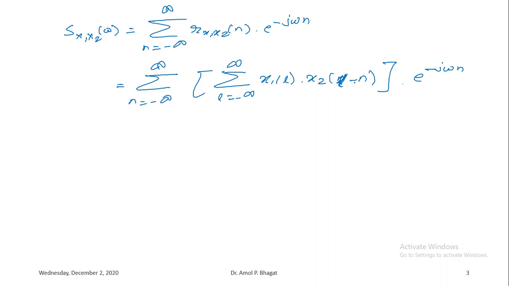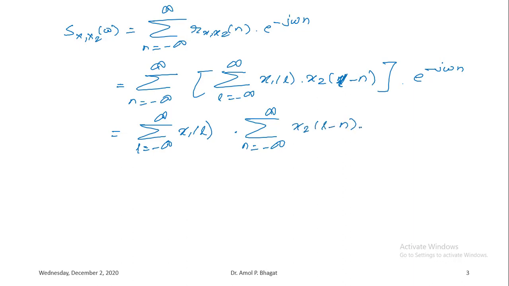So this we have here, right? So I can take this summation at L equals minus infinity to infinity x1 of L outside this summation limit, and multiplied by summation n equals minus infinity to infinity. So the n summation I have taken inside, so it is x2 of L minus n into e to the power minus j omega n.